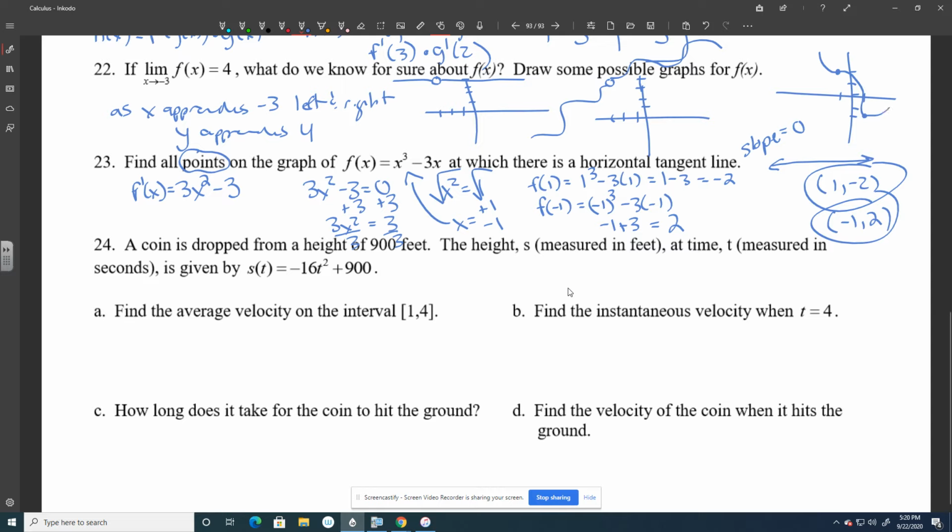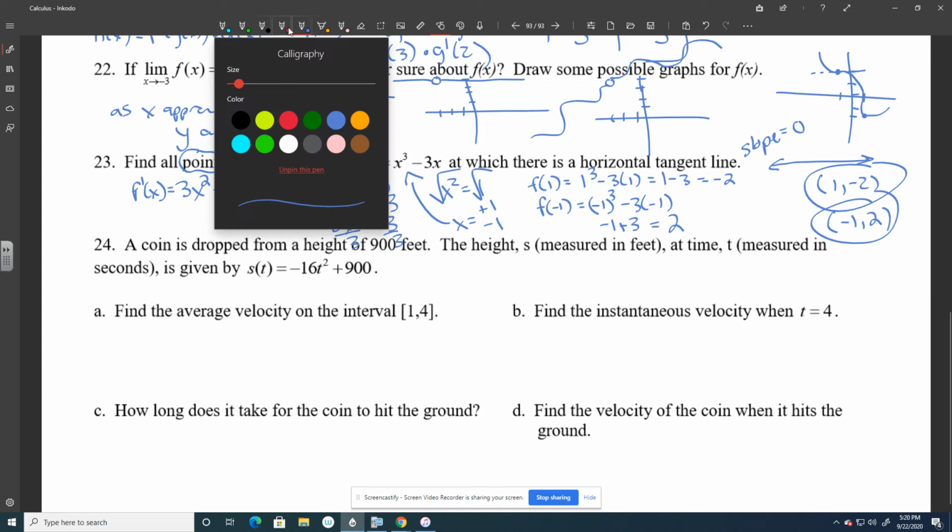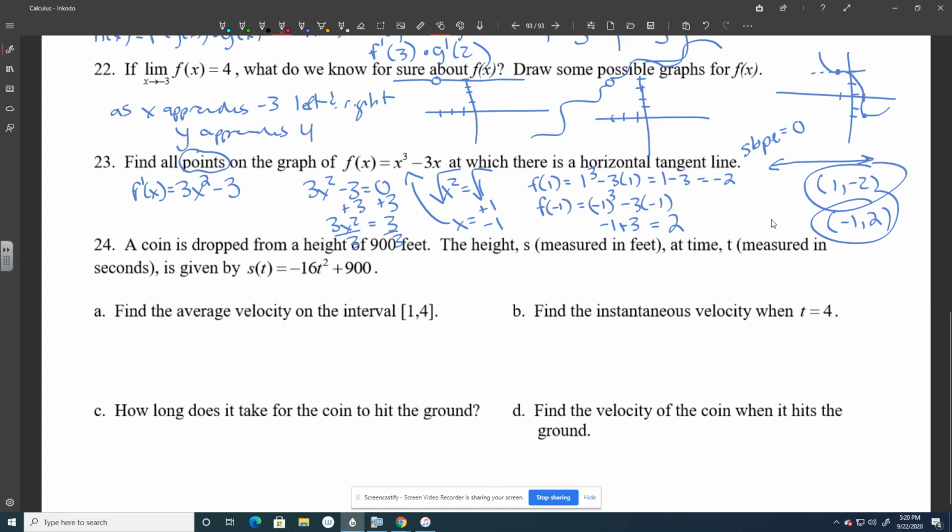Or it might be a max or a min. There could be a couple of different things that are turning that into a horizontal tangent line. Okay, 24. I like this one a lot. I'm glad we were able to fit it in on the test. I mean the review, because this isn't the test.